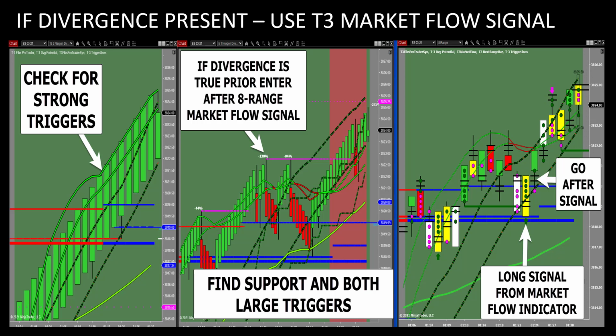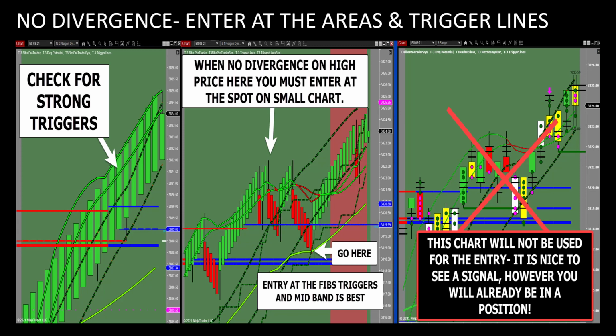The next slide shows you the exact same trade setup. This time there is no divergence present on the high on the 5 chart. The only difference is the entry rules. If you do not have divergence on the 5 chart, there is no need to wait for a market flow signal for entry. You will buy the market at support, mid-bands and trigger lines as it is going down into the area. You want to get in as close as possible to support, anticipating the market to continue the trend.